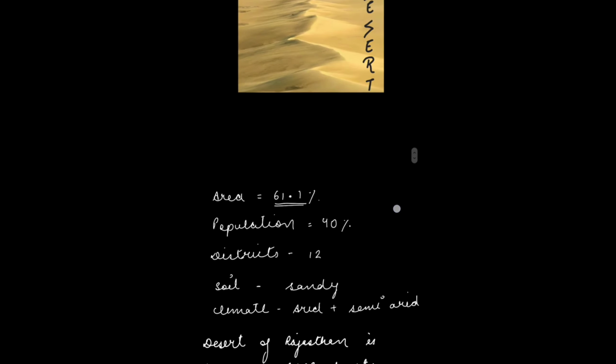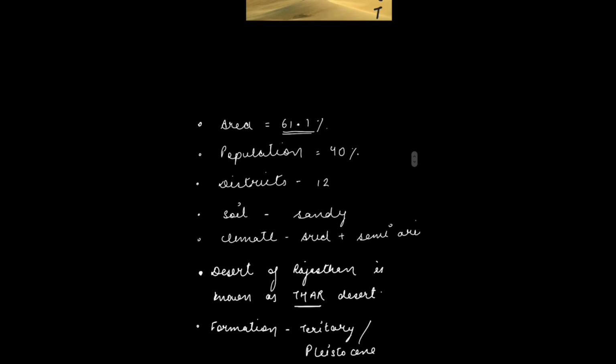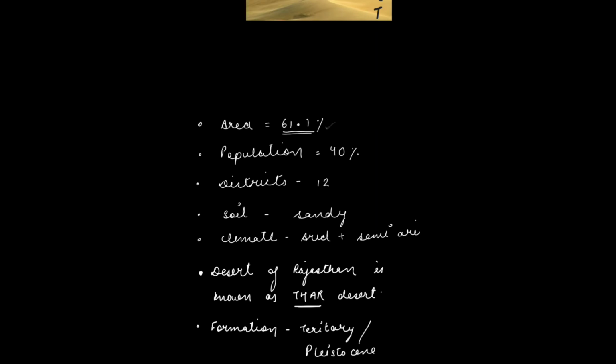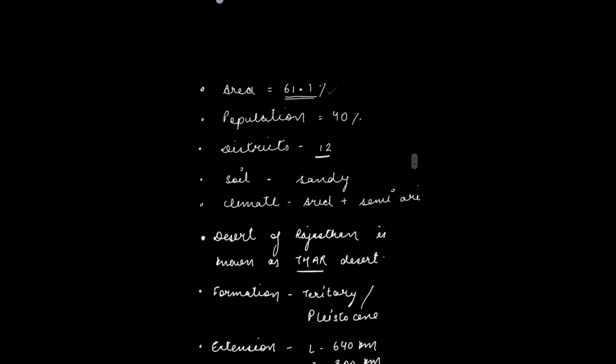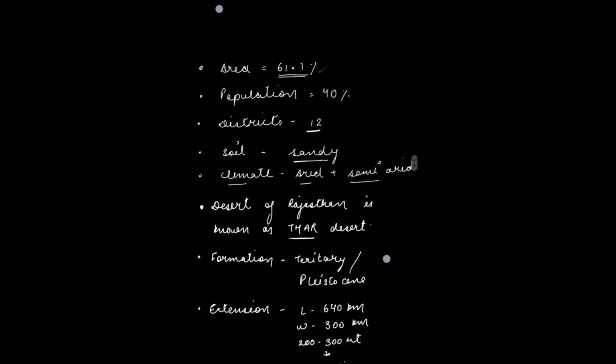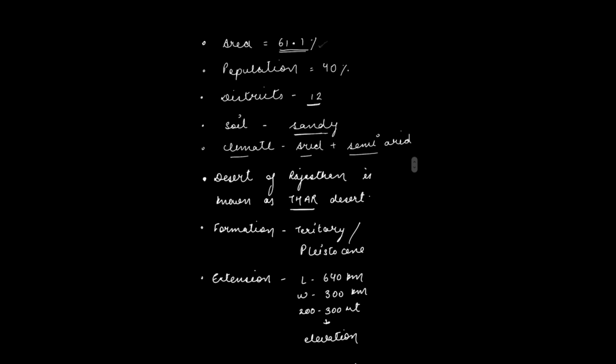So let's see, the area over here is 61%. The population is 40% residing over here. District covered by desert is 12. The soil is sandy soil, and the climate over here is arid and semi-arid climate. Some facts are also there.